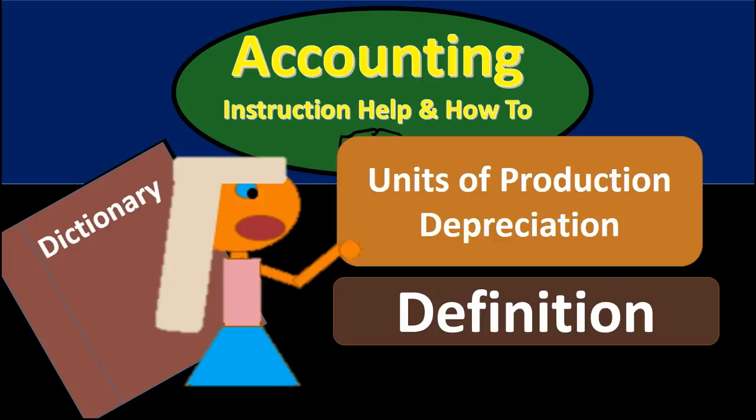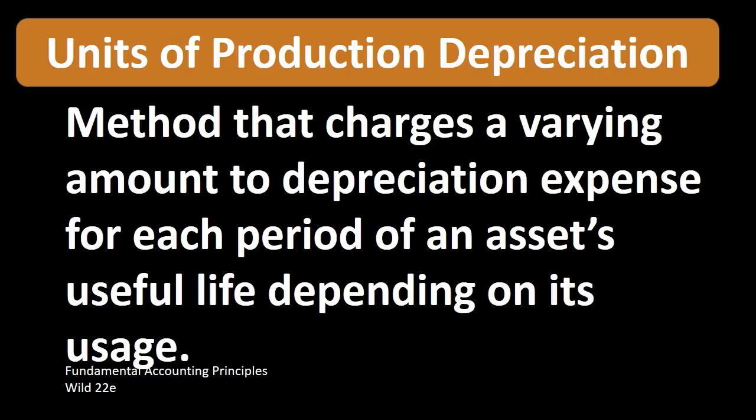Hello, in this lecture we will define units of production depreciation. According to Fundamental Accounting Principles, Wild 22nd edition, the definition of units of production depreciation is a method that charges a varying amount to depreciation expense for each period of an asset's useful life depending on its usage.